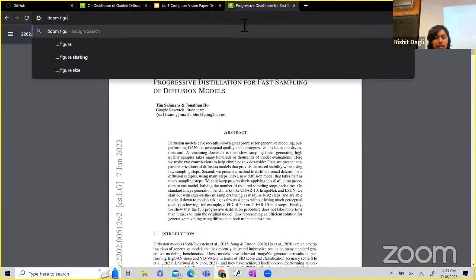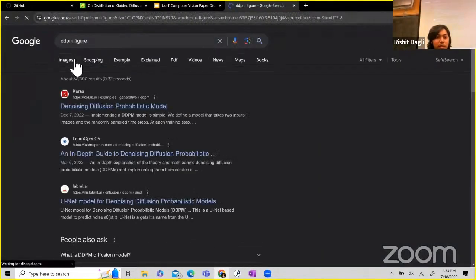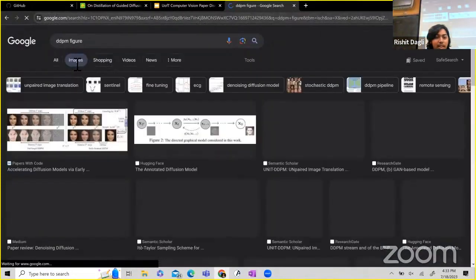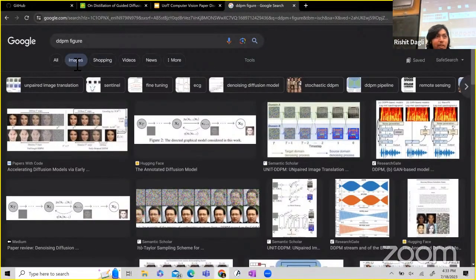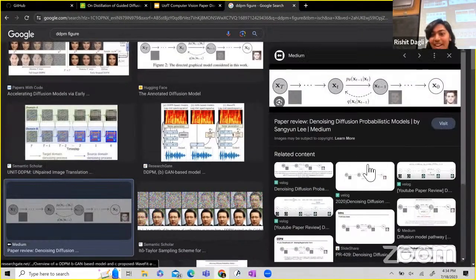the DDPM figure. So this is also my love with figures because whenever I write papers, I think it's really hard for me to make figures. I have spent 16 hours on making one figure. So I like when paper authors work on figures.